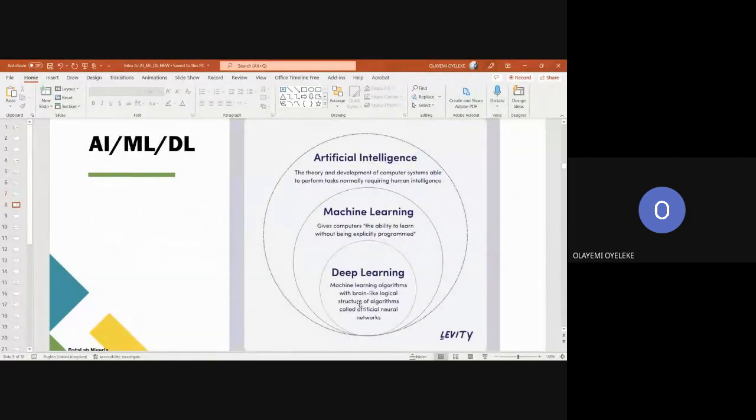Okay, so let's see how the three of them now relate together. So we have this circle, we have the artificial intelligence. Then next to it, we have machine learning, which is the ability of computers to learn without being explicitly programmed. Then lastly, we have deep learning, which is a machine learning algorithm with a brain-like logical structure of algorithms called artificial neural networks.